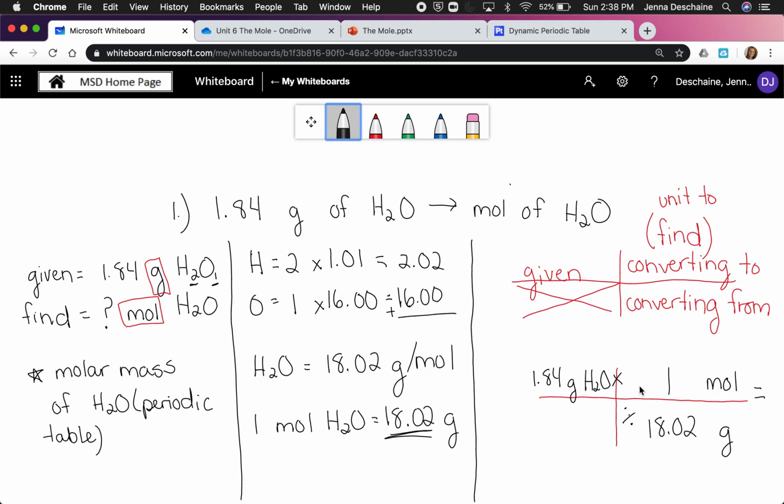So when I get that, I'm going to do 1.84 divided by 18.02, and that's 0.102. And so my unit here is going to be moles, okay, because these grams on top will cancel out these grams on the bottom, and I'm left with my unit moles.